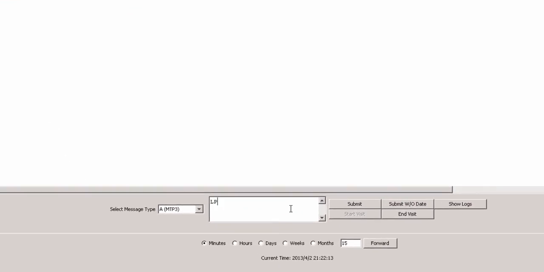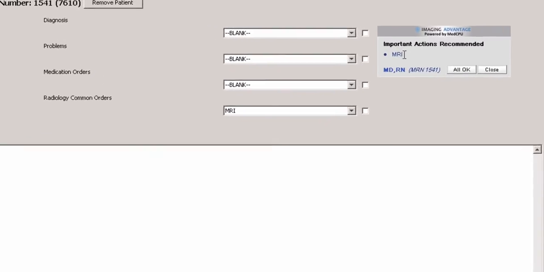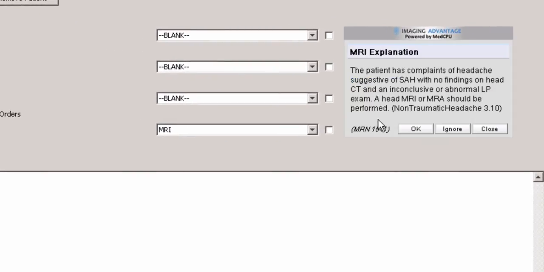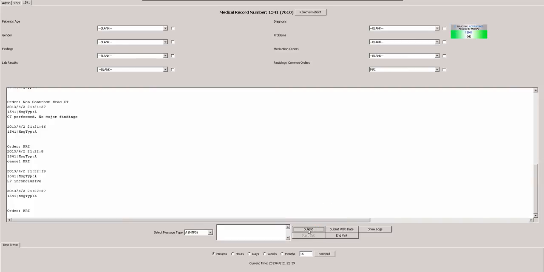If the LP is performed and documented as inconclusive, the advisor will then prompt for the MRI. Due to no findings in the CT and an inconclusive LP, ordering an MRI will turn the advisor back to OK.